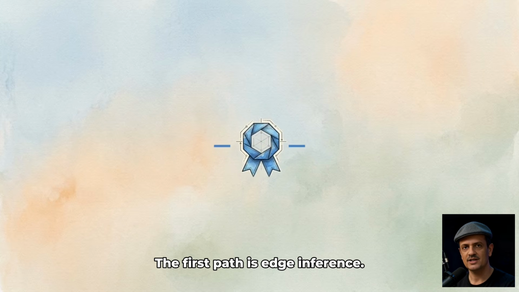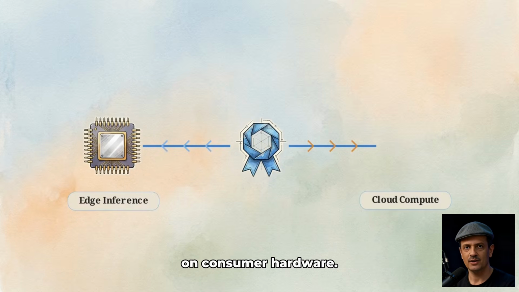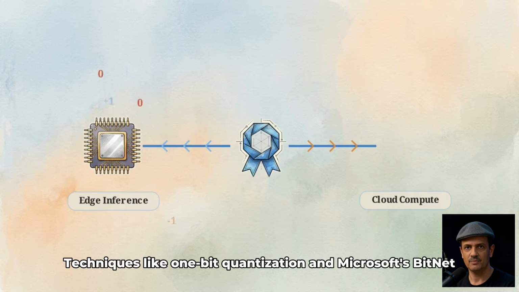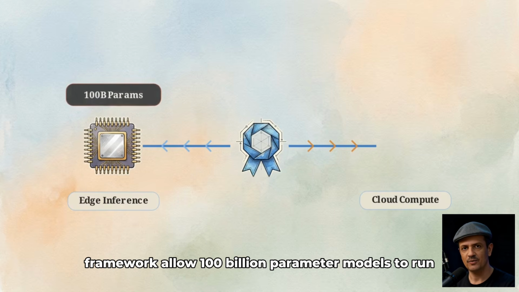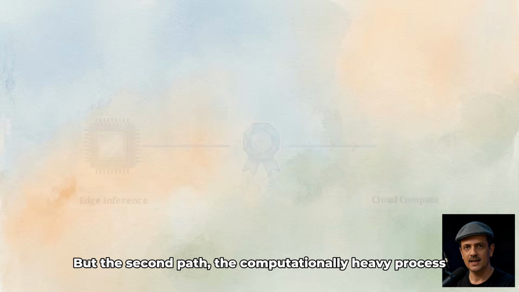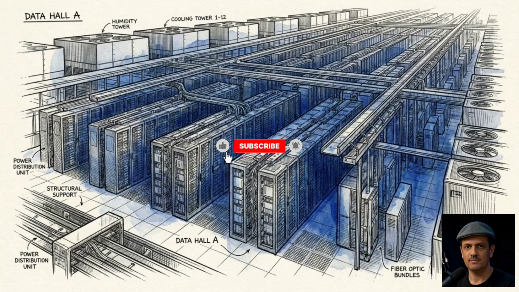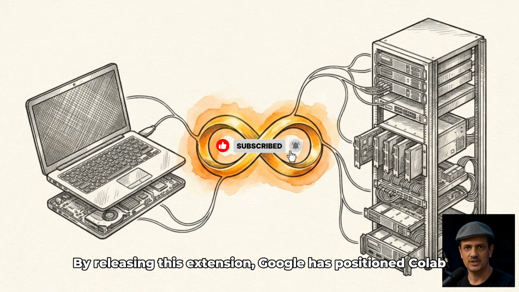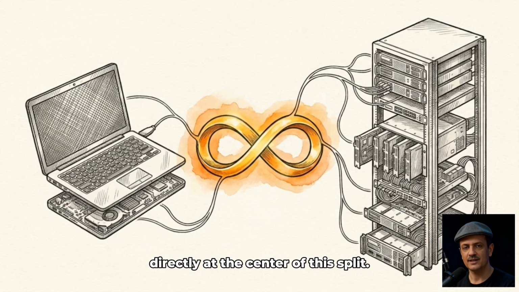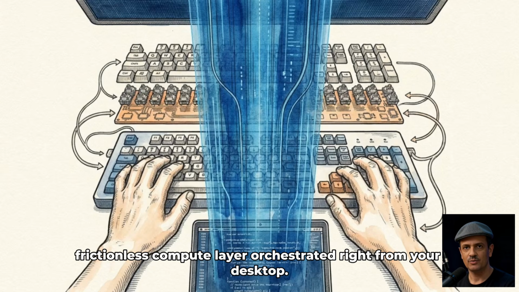The first path is edge inference. Breakthroughs now allow complex models to execute directly on consumer hardware. Techniques like 1-bit quantization and Microsoft's BitNet framework allow 100 billion parameter models to run on standard CPUs, moving inference to the edge. But the second path, the computationally heavy process of training and fine-tuning those models, remains bound to cloud GPUs. By releasing this extension, Google has positioned Colab directly at the center of the split. They have turned their cloud infrastructure into a frictionless compute layer orchestrated right from your desktop.